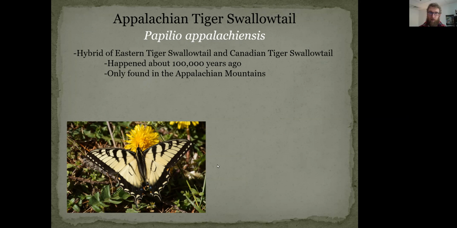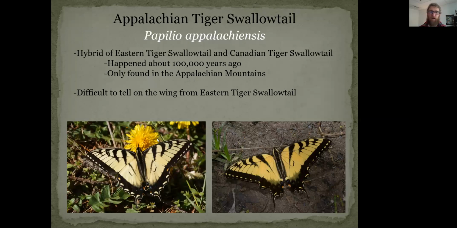And it's only found in the Appalachian Mountains. That's where the tiger swallowtail and the Canadian swallowtail overlap. Now, it is difficult on the wing to tell them apart. The Appalachian is larger and paler. So this Appalachian, this is tiger. And when they're sitting, of course, it's like, oh, that's easy to tell. But when they're flying, it's a much different story.